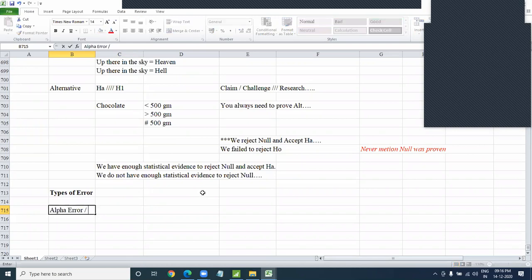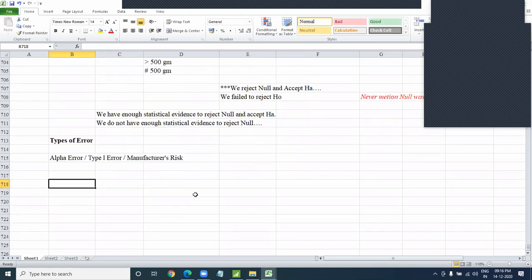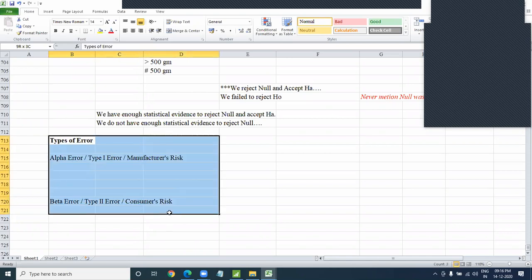This is also known as type 1 error. This is also known as manufacturer's risk. We'll look at what is the meaning of that, but let's have a look at the other error. This is beta error. This is known as type 2 error. And this is also known as consumer's risk. What is the basic difference between these two types of error? And when do we end up making these errors? That's what we need to understand.